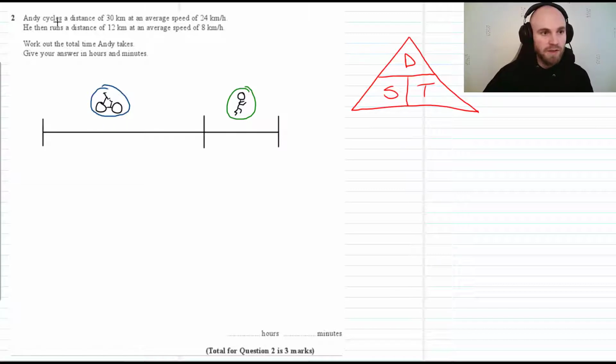I'm also going to draw in what we know. So, for example, he cycles a distance of 30 kilometers, so let's just put that in there, put that in blue. At an average speed of 24 kilometers an hour, just put that down here. And then when he starts running, in green, he runs a distance of 12 kilometers, so let's put that in here. At an average speed of 8 kilometers an hour.